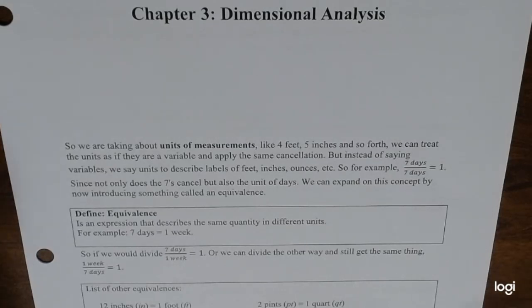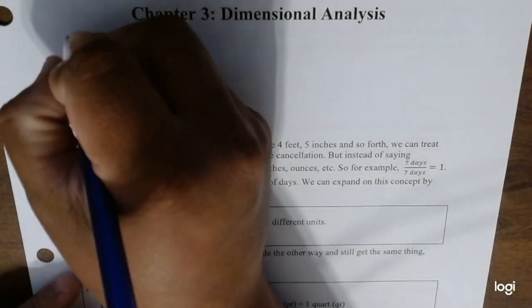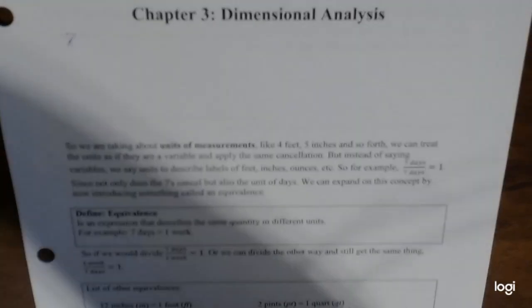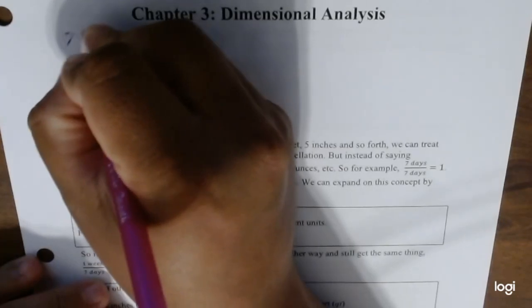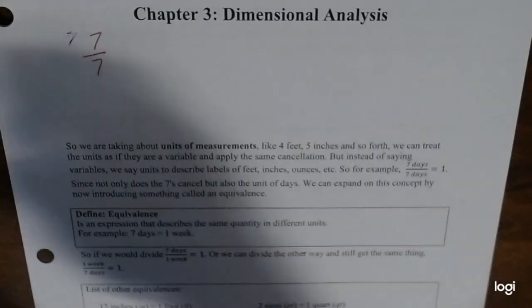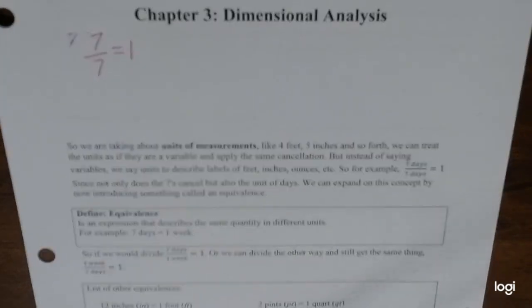What dimensional analysis means is, just think of it as equivalency. So for instance, let's start from the basics. Let's suppose we have 7 over 7. So what does that give us? 7 over 7 gives you 1, right? Okay, so we all know that one.